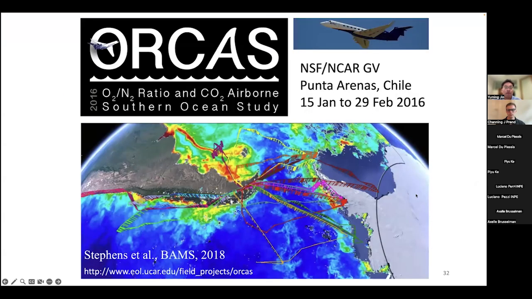The second airborne campaign is called ORCAS. ORCAS is more regionally focused. It spans 6 weeks in the 2016 summer, and it has pretty good coverage around Drake Passage. And you can also see there is pretty good vertical coverage from the boundary layer to above the tropopause.